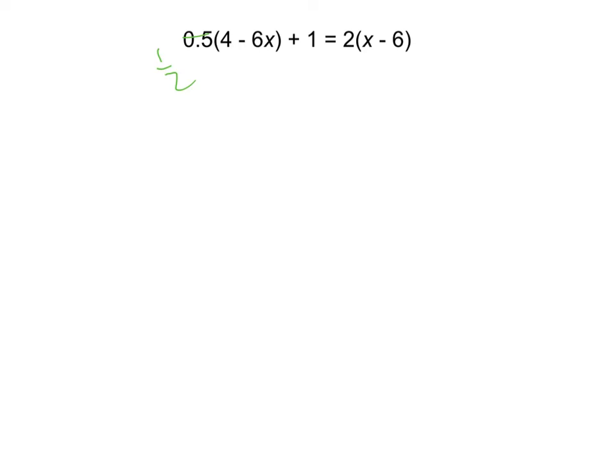So try this out. Pause the video, try it out. Be careful, especially as you're working with the negatives, working with that plus 1 that's outside everything but is still part of the problem. And then come back to the video after you're done.